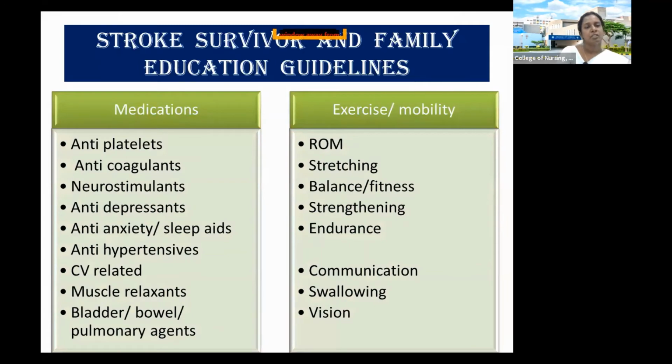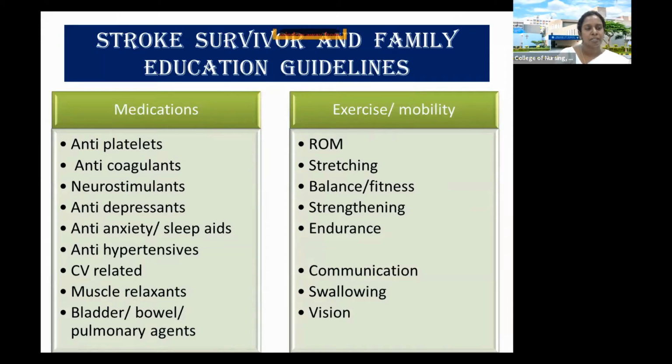Under medications, patients will go home with antiplatelets and anticoagulants. So those have to be taught to them. They can be put on antidepressants because of the post-stroke depression that they have. Sleeping medications will be given. If they are comorbid patients along with stroke, they can be on antihypertensive, antidiabetic. So these are all the teachings that can be given.